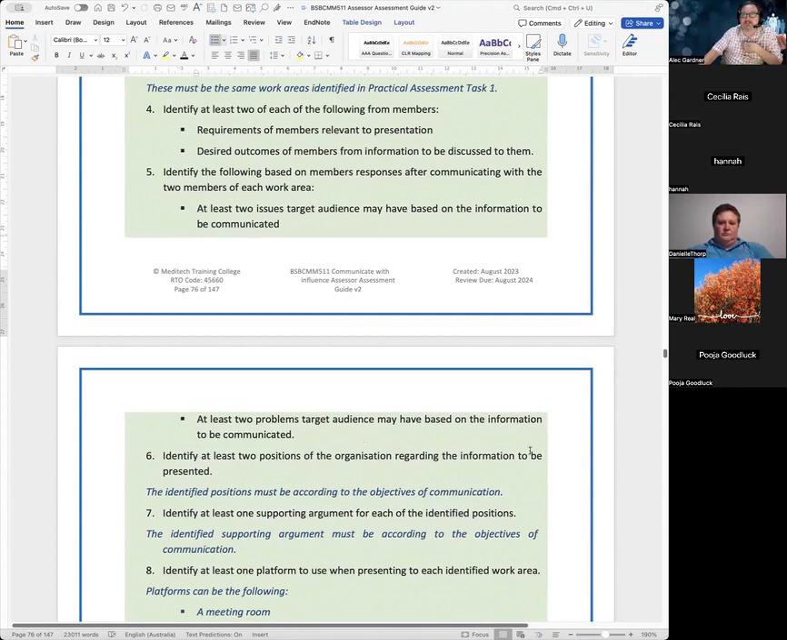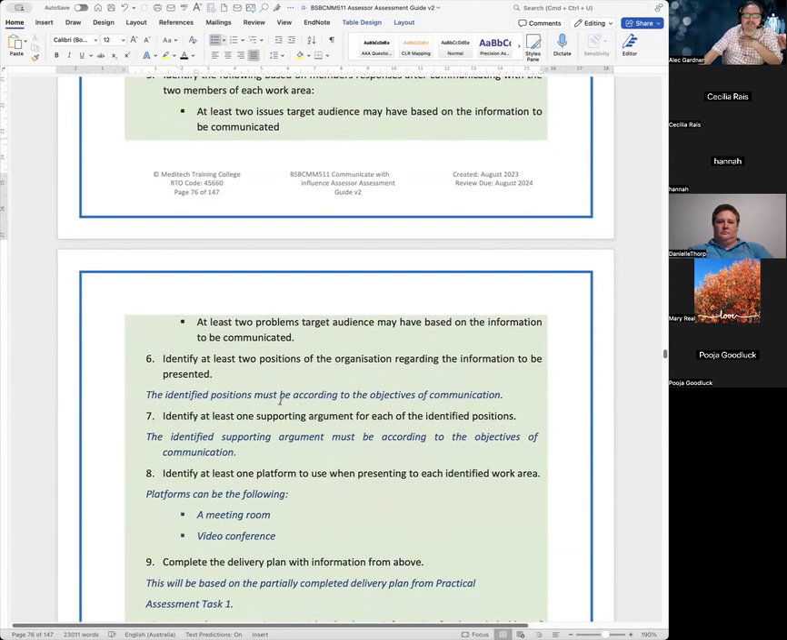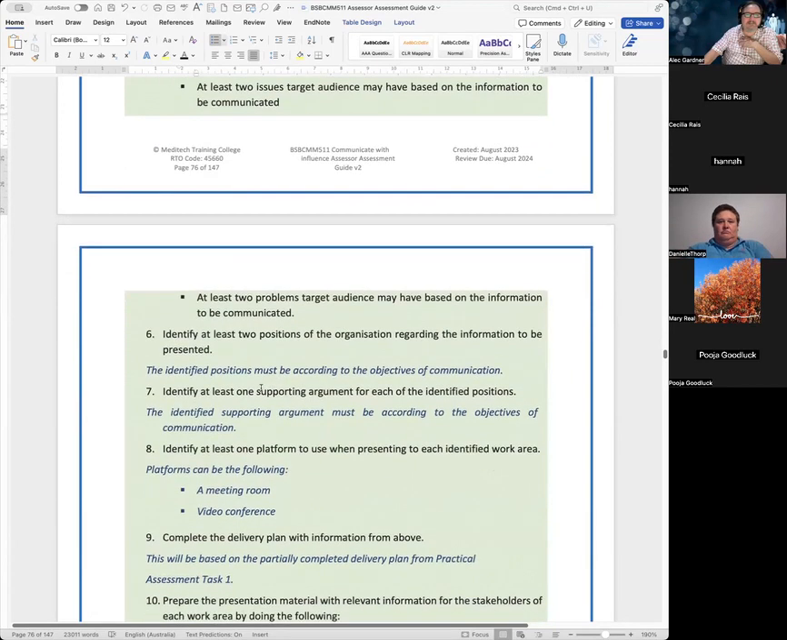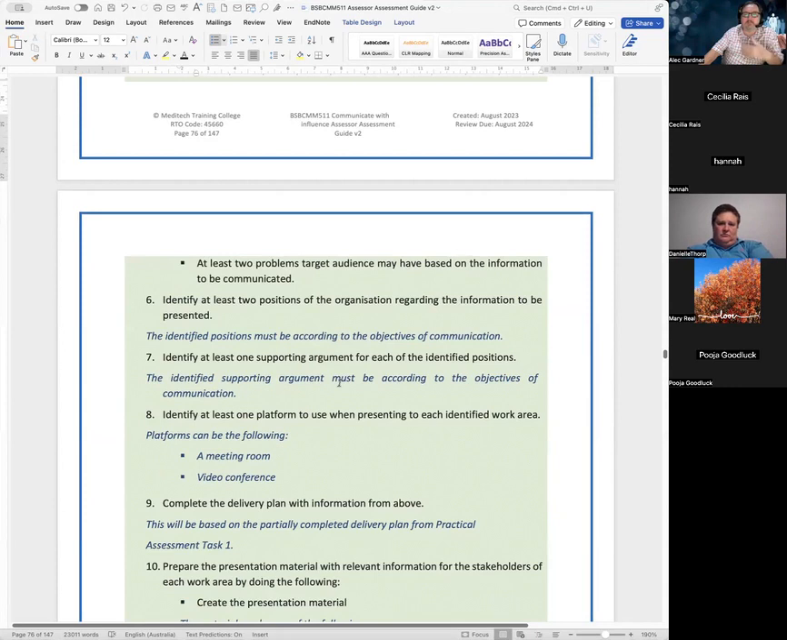Identify at least 2 positions of the organisation regarding the information to be presented. This is so badly worded. My goodness, didn't anyone proof check this? Grammar check it? Identify at least 1 supporting argument for each of the identified positions. So you want to have an area for negotiation. Identify at least 1 platform to use when presenting to each identified work area. Platforms can be the following. It may be a meeting room. It may be something like a video conference.